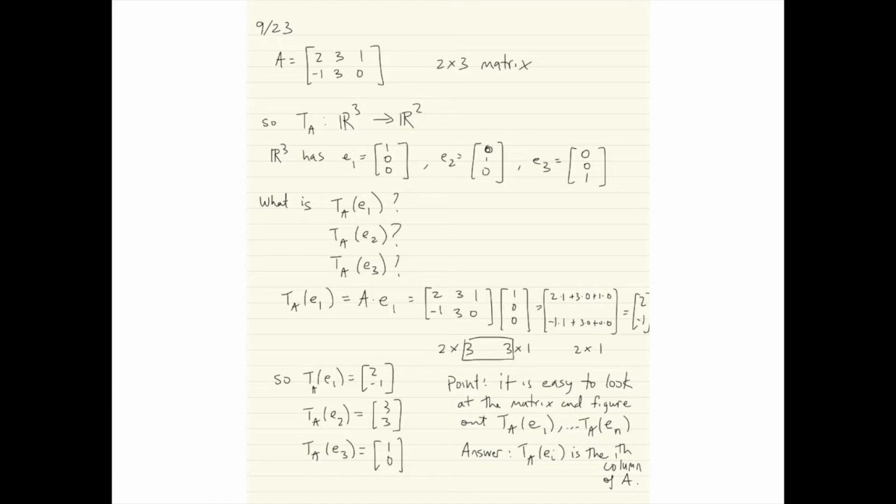The short way, as we've seen last time, is that the image of E1 picks out the first column of the matrix A. And here you see that the first column is indeed 2, minus 1, the answer that we found the long way here. So the answer to what is T of E2, it's going to be the second column here, and similarly T of E3 is the third column. So this is, again, just emphasizing this fact. We'll see fairly often that the image of the standard basis vectors gives the columns of the matrix.